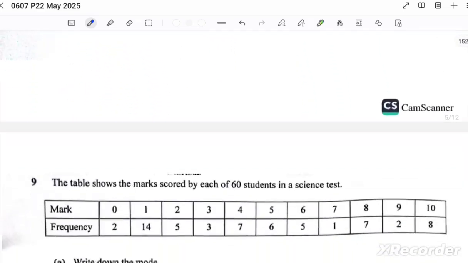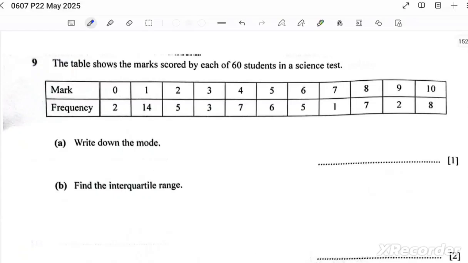Okay, next part, next question. And they said we have a table, and this table shows the marks scored by each of the 60 students in a science test, and we need to write down the mode. And as we mentioned before, mode, it means most frequent or most repeated. So we should look at what is the highest frequency. Okay, so this is most frequent.